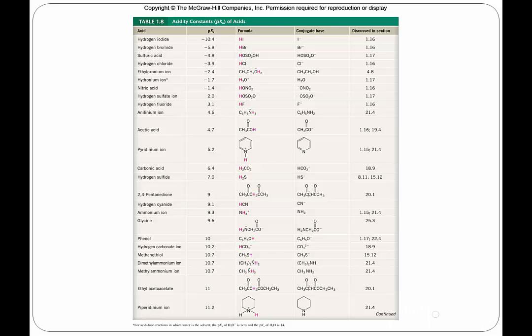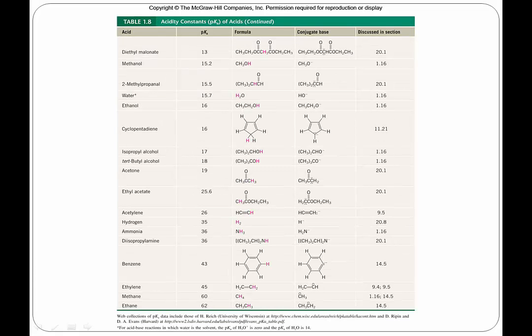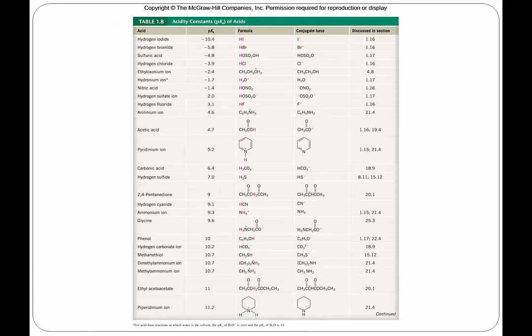So this is a pKa chart. And up here at the top, you can find HBr right here. And HBr has a pKa of negative 5.8. That's important. That tells us that this is a strong acid.